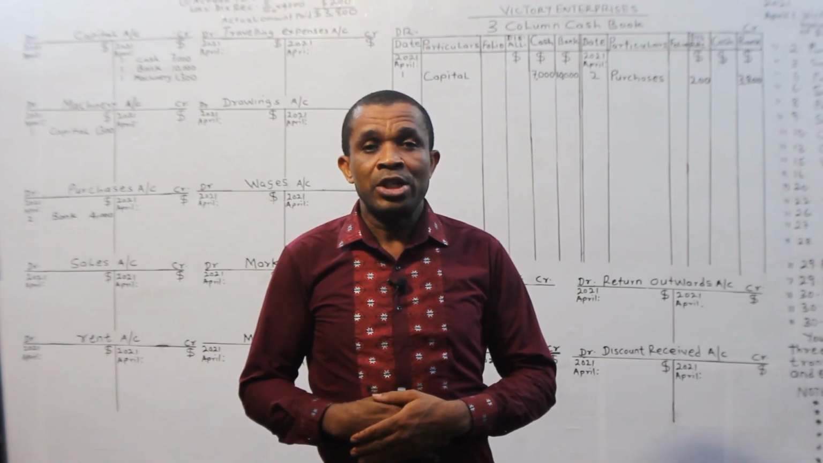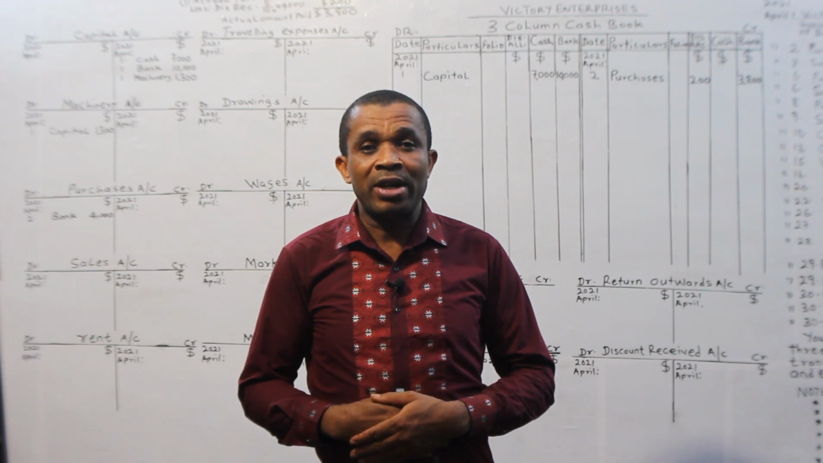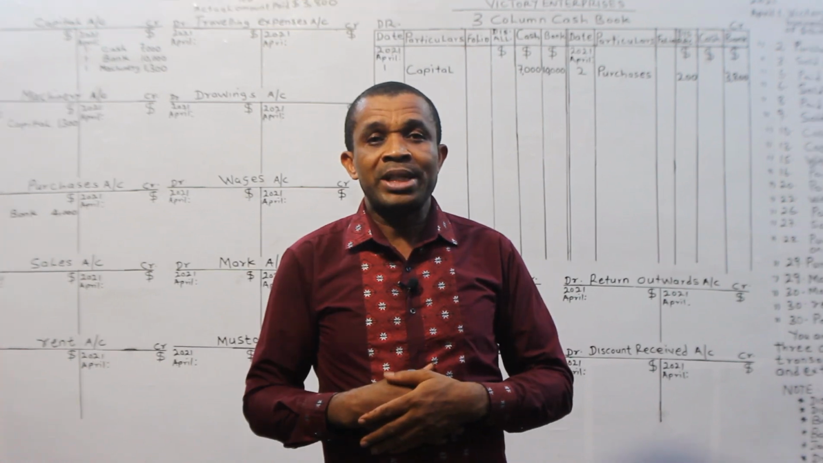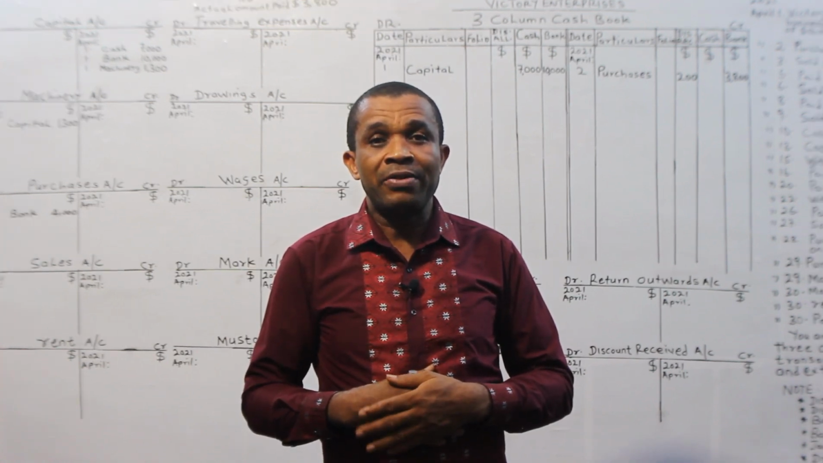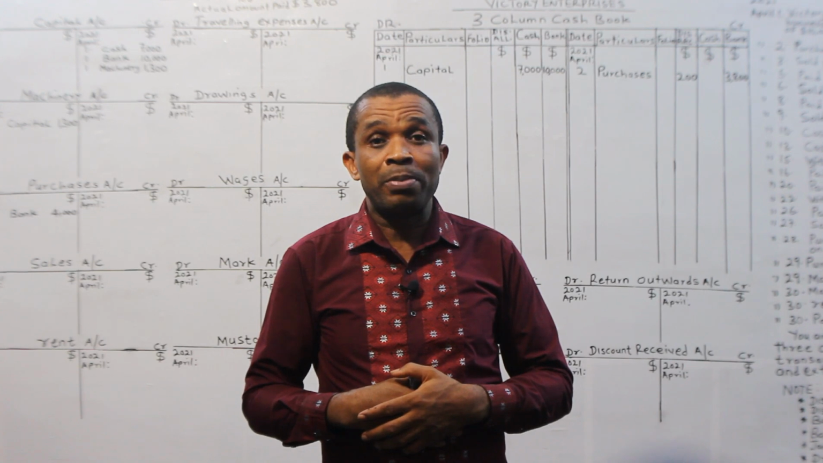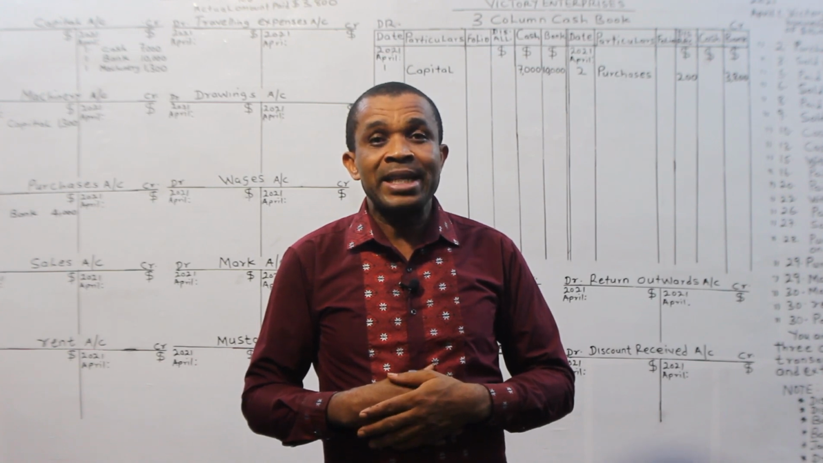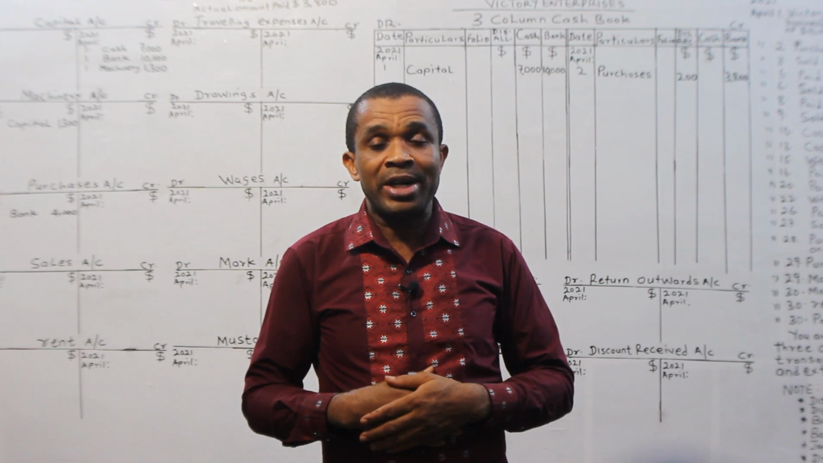April 3rd, sold goods with check $1,500 less 5% discount. When we sell goods, cash or check is received. Therefore, the cash book is debited with the amount received from sales, while the sales account that makes the money to come in is the giver and has to be credited.